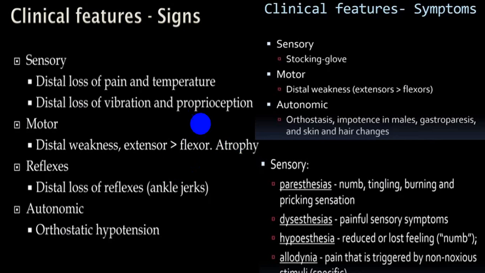So you will have extensors more involved as compared to flexors. You will have atrophy. You will have wasting. Plantar reflex will be usually preserved, and you might have absence of reflexes if that root is being involved. So ankle jerk may be absent if you got involvement of S1. Autonomic nervous system is sometimes involved, and the commonest finding is orthostatic hypotension.